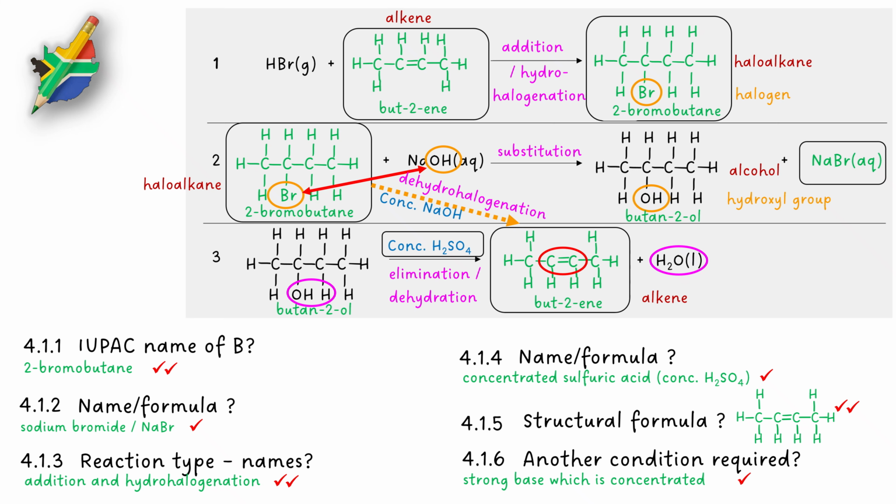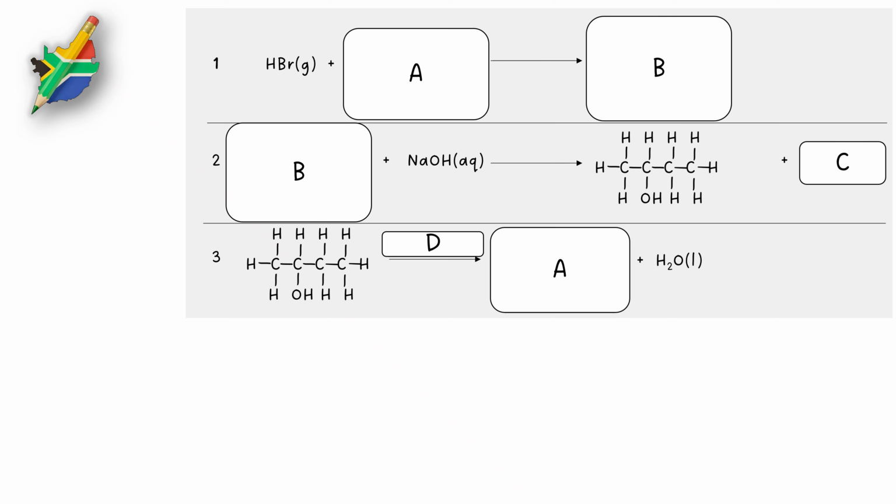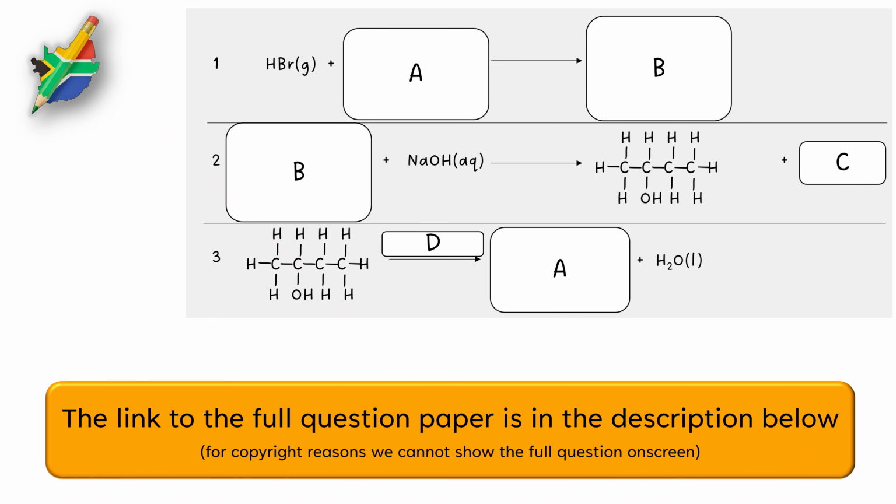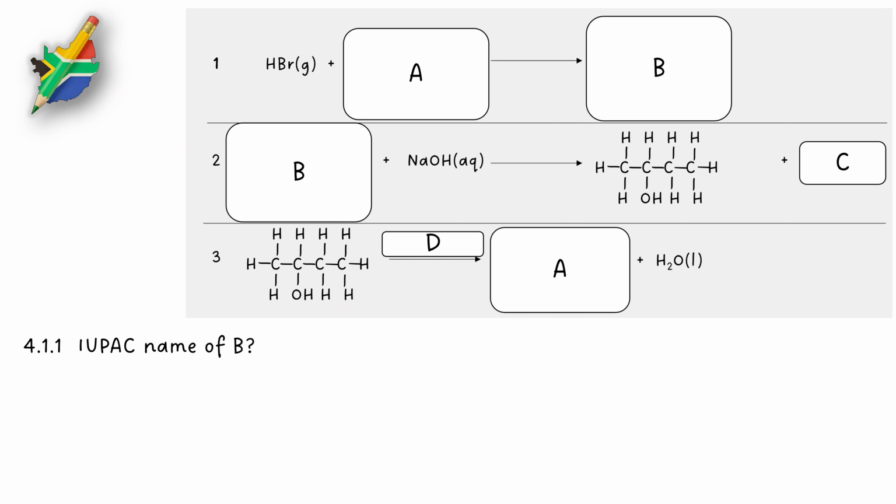Question 4.1 has 6 parts related to the 3 reactions. Here are the reactions we have called T, W, R, and S, A, B, C, and D. First, we need to give the IUPAC name of substance B.